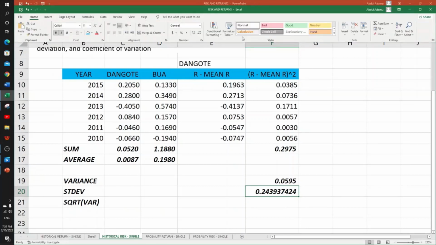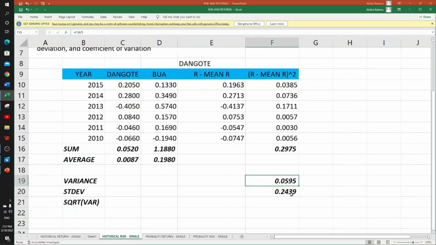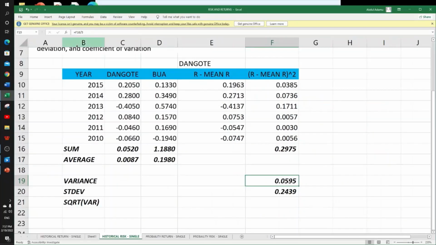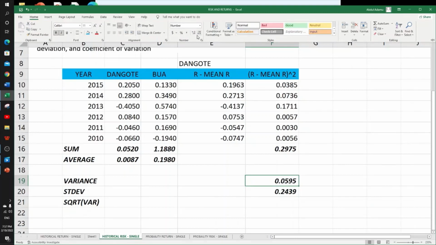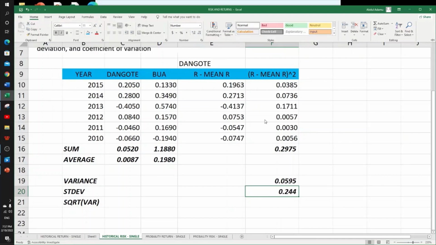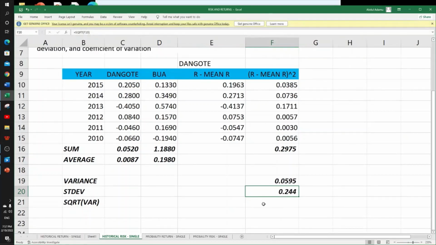Let me reduce the point. So 4.39. So if you compare 0.244, so they use the replaces. If I still reduce it, no, not you, I want to reduce. This is what I want to reduce. Let me reduce that. So 0.244, that is the value. So we can repeat this for BOA also.